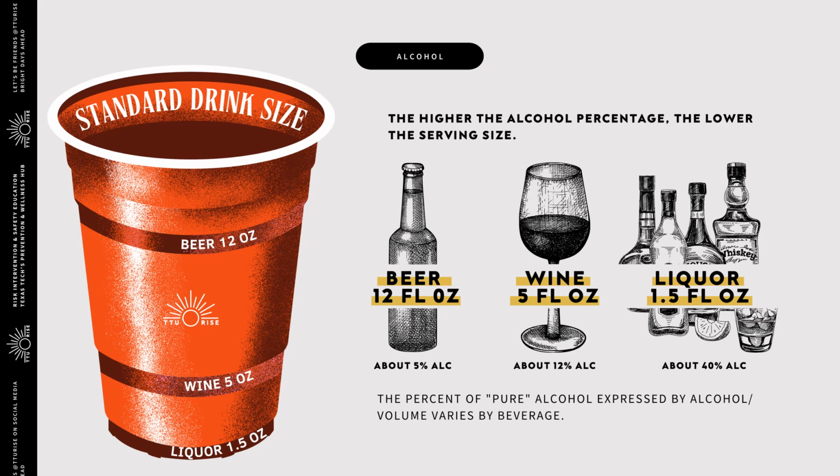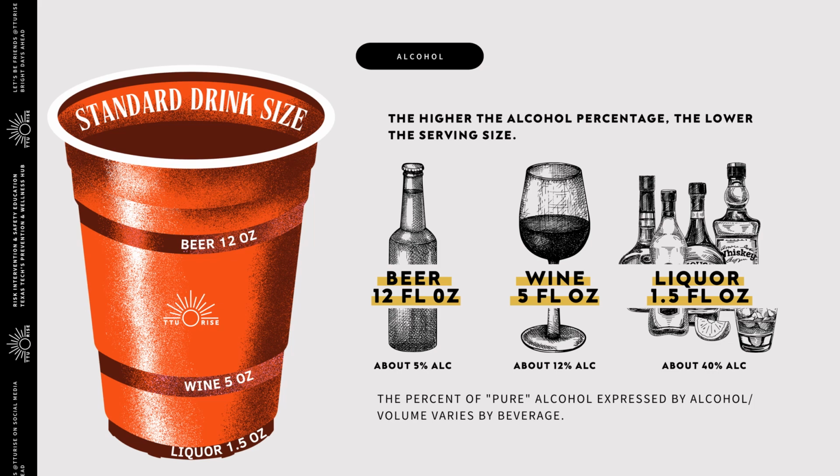And liquor is going to be anything that's 80 proof or 40% alcohol content. So a serving of liquor is going to be a standard shot, which is 1.5 ounces. If you're just looking at beer versus liquor, there's about 10 times more alcohol in a standard serving of liquor versus beer. That's a really significant difference. So measuring and knowing the standard drinks that you've consumed is going to be one of the most important parts of harm reduction when it comes to alcohol.